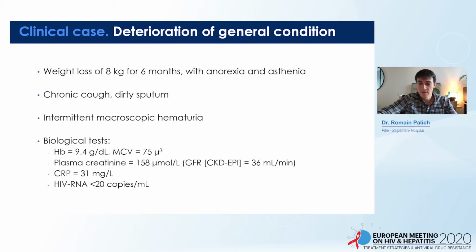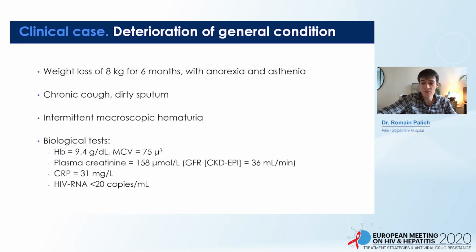When you see him at hospital during a routine visit, he reports a clear deterioration of his general condition with a weight loss of 8 kilograms over 6 months with anorexia and asthenia. He had a chronic cough with dirty sputum and he reports an intermittent macroscopic hematuria. His biological tests show an anemia with hemoglobin at 9.4, an acute renal failure with plasma creatinine at 160, and a moderate inflammatory syndrome with CRP at 31.